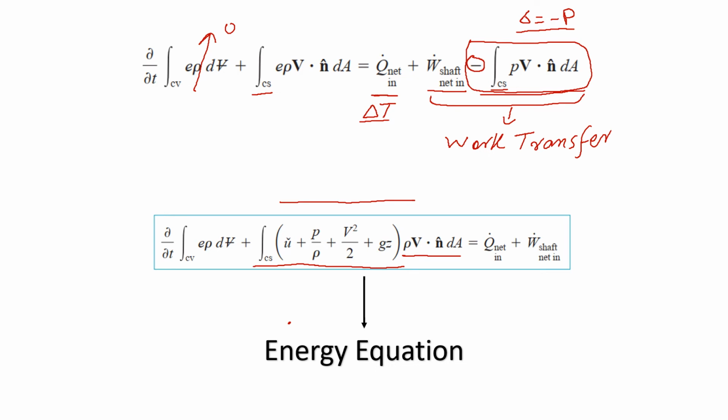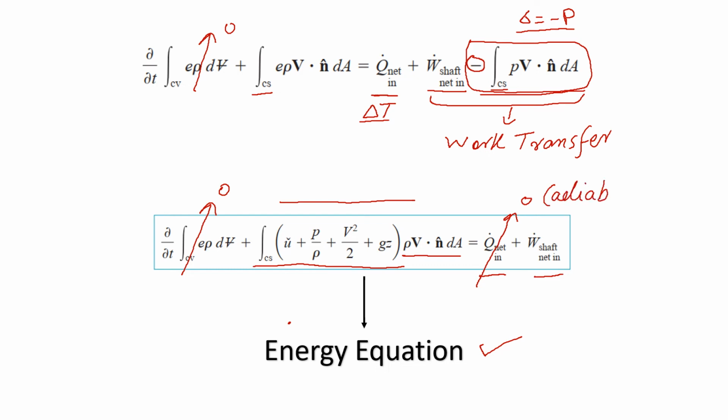And on the right hand side we get the rate of heat transfer plus the rate of work done on the shaft. So this overall is known as the energy equation, and we have derived this. Again, in our assumptions, if our flow is steady, this term will be 0, and if our flow is adiabatic, this term will also be equal to 0. That is for adiabatic condition.